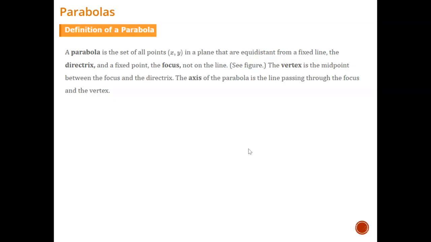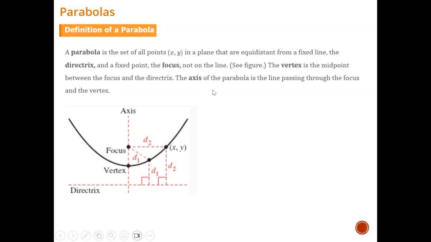A parabola is a set of all points (x, y) in a plane that are equidistant from a fixed line, the directrix, and a fixed point, the focus, not on the line. So it's like this: this is my directrix, and this is my focus. The vertex is the midpoint between the focus and the directrix. The axis of the parabola is a line passing through the focus and the vertex.